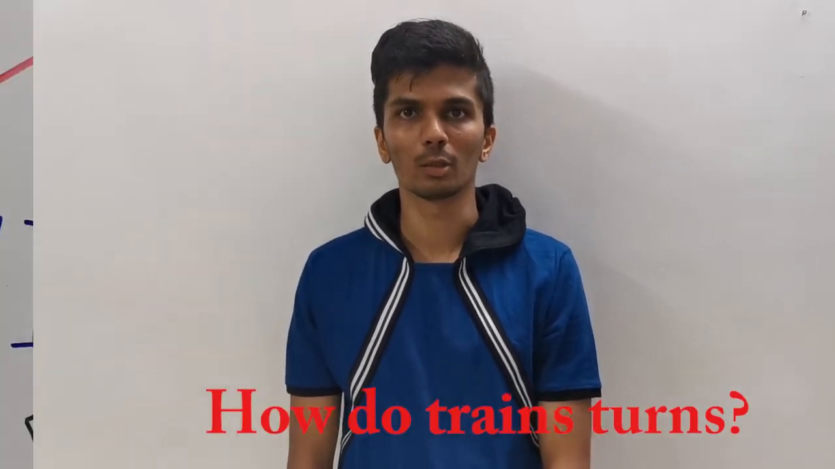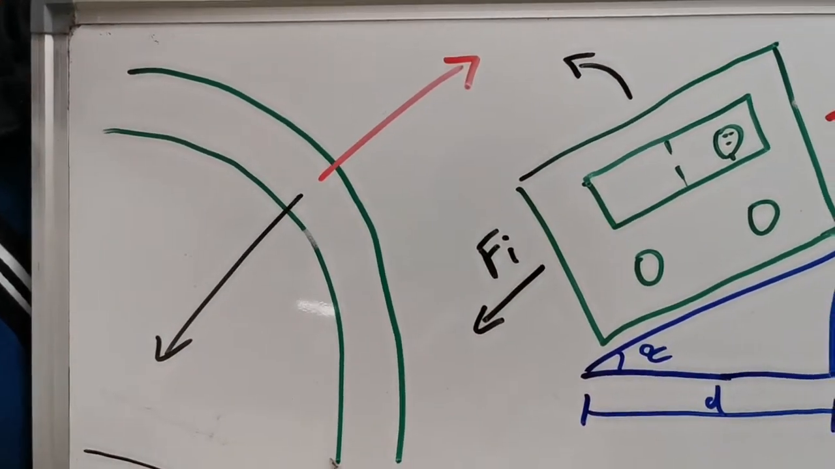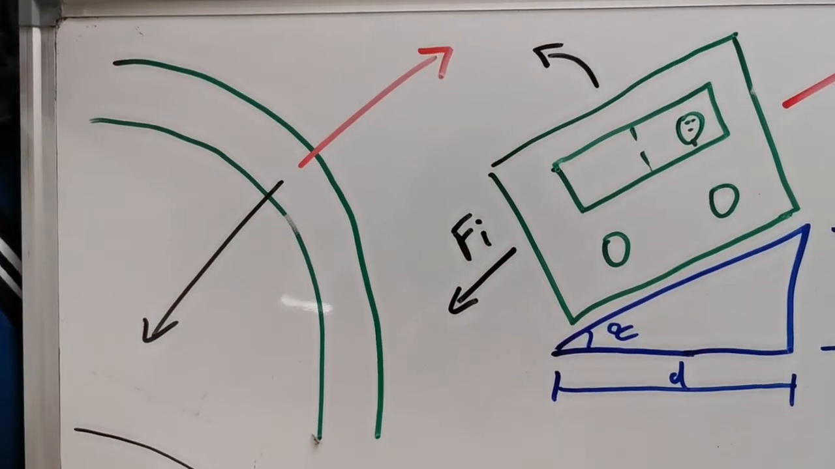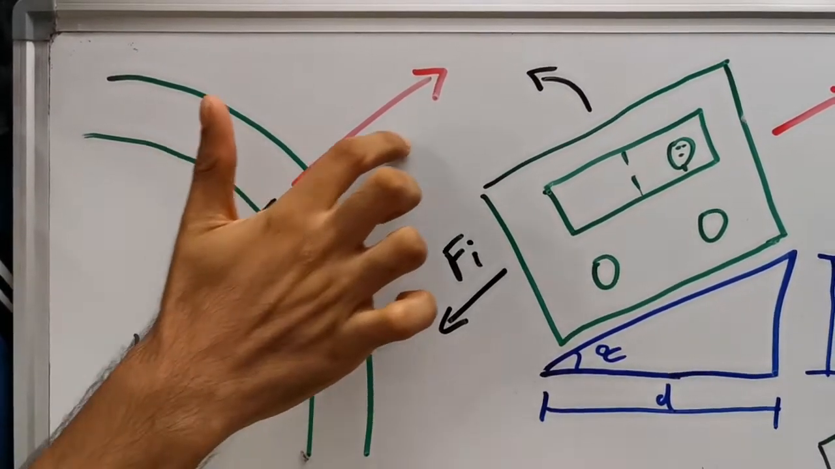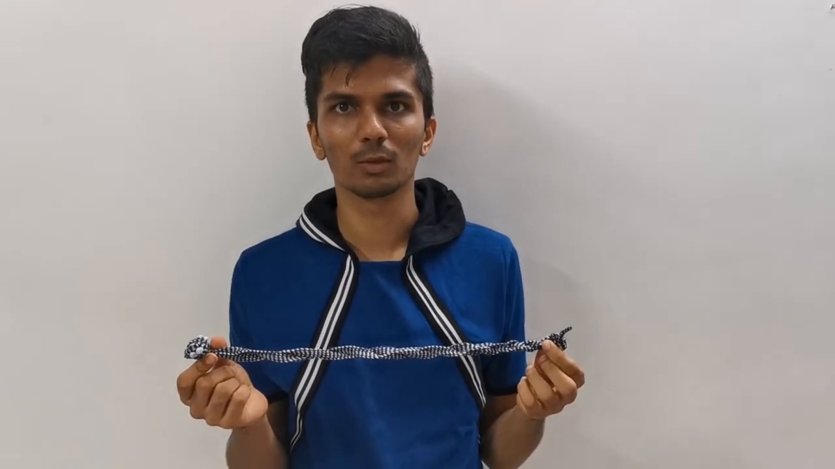So today's question, and the first question, is: how do trains take a turn? So this is a turn. Now there are two forces. One force is pulling the train inwards, that is the centripetal force, and one force is going outwards, that is the centrifugal force. As I promised you, I will be explaining the force simply.